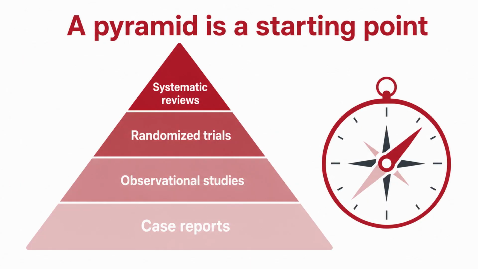Evidence pyramids can help you understand the general strength of different study designs. However, the highest level on the pyramid is not automatically the best choice for every question. Systematic reviews summarize evidence from multiple studies, while randomized controlled trials are often used to evaluate treatment effects. Observational studies and case reports can be especially valuable when exploring prognosis, rare harms, or unusual clinical events. Use the evidence pyramid as a starting point. Then consider the study's relevance and the quality of its methods.